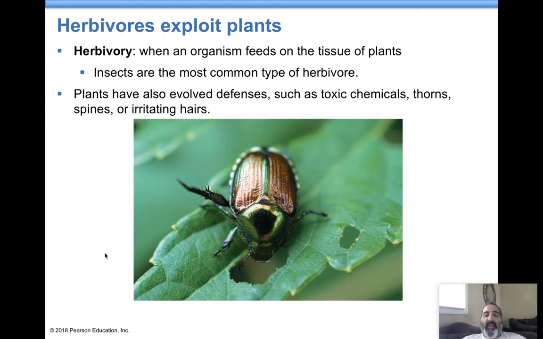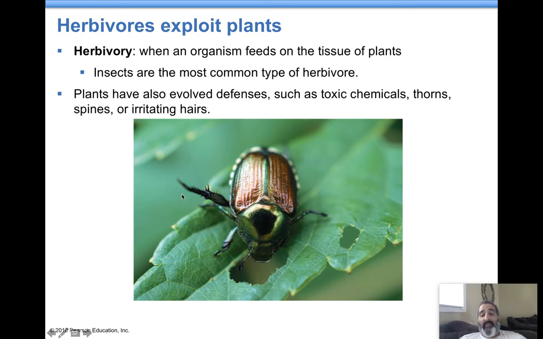Herbivory, this is a fancy word that is basically predators of plants for the most part. So insects are the main predators of plants. There are herbivores out there, a lot of grazing animals, but the main eaters and the most common type of herbivore, insects. They're plant predators, and we call that herbivory, basically.